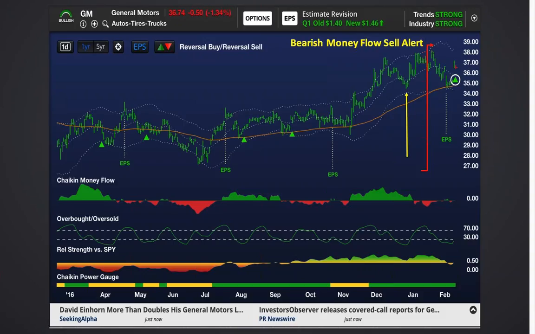If you make a new high up near this upper volatility band, now we use Keltner channels. No, John Bollinger's a friend of mine, but we don't use Bollinger Bands. These are intermediate term. If you make a new high up near that volatility band and Chaikin money flow has stayed in the red, that's telling you that smart money is selling into the rally. We call that a bearish money flow sell alert.